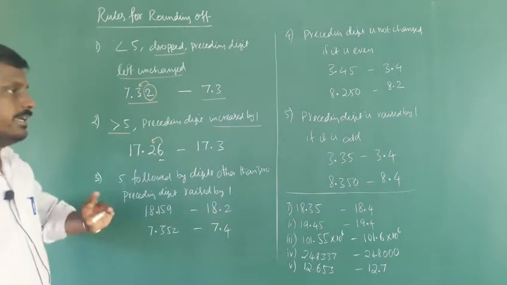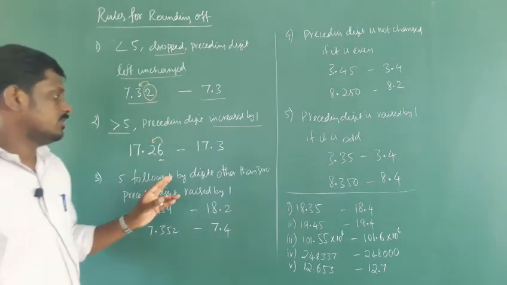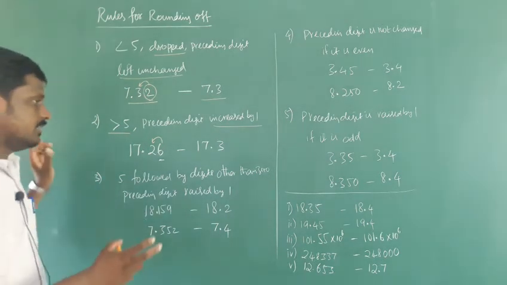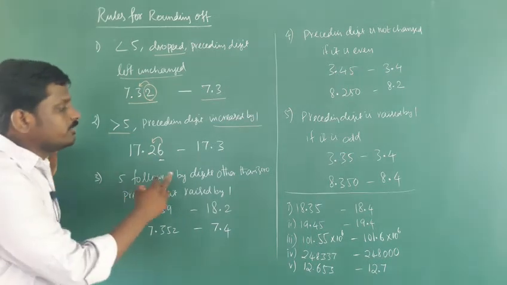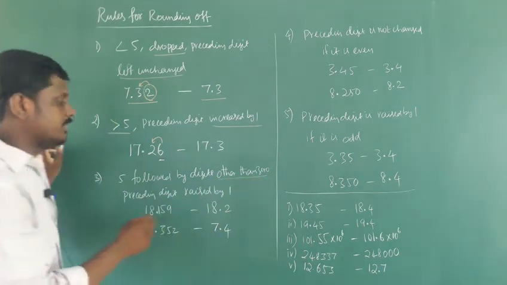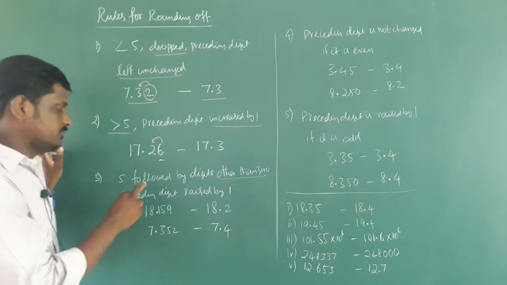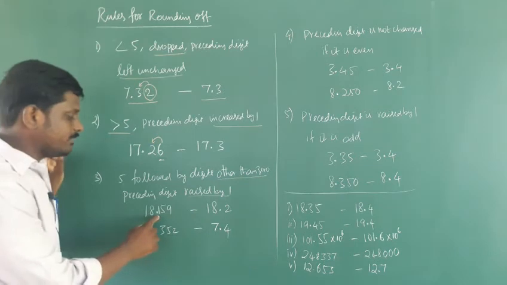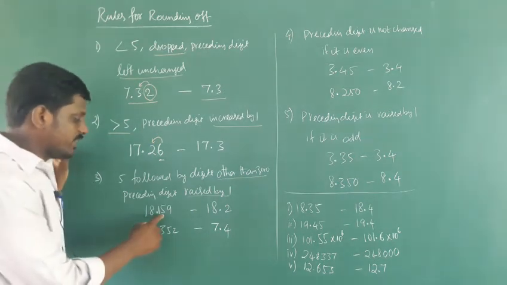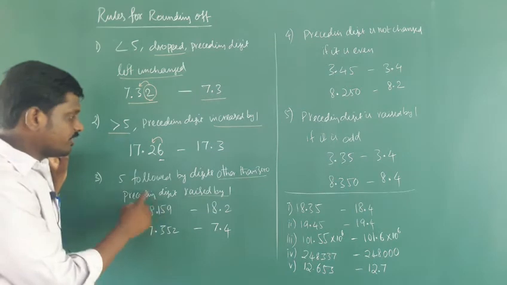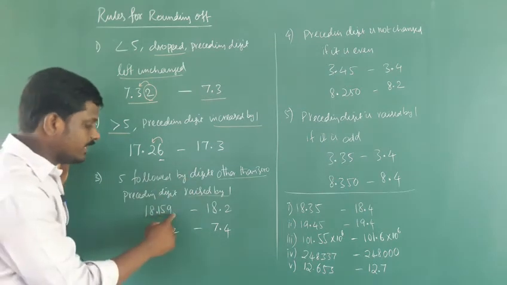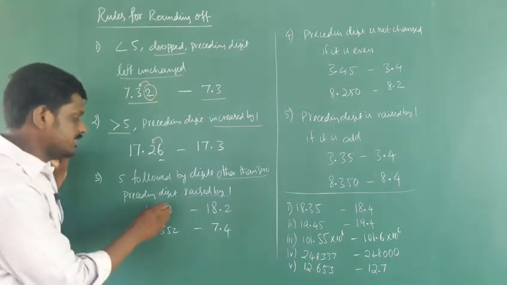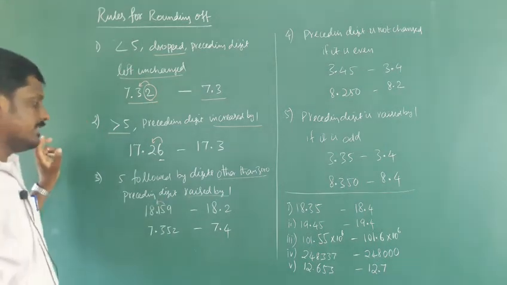Next, the digit to be dropped is 5 followed by a digit other than 0. After that 5, there shouldn't be 0. Then the preceding digit is raised by 1. For example, in 18.159, the 5 is followed by 9, which is not 0, so the preceding digit is increased by 1.